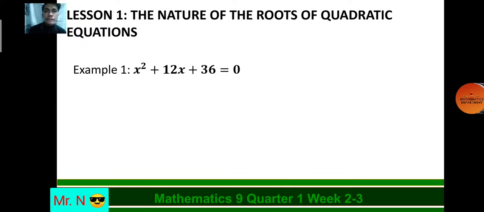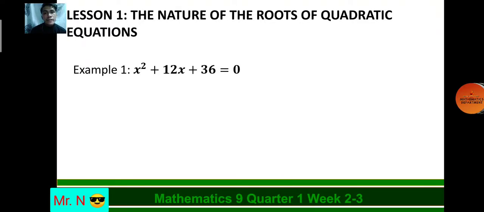So now let's identify the values of A, B, and C. The value of A, it is the numerical coefficient beside x squared. Okay, yun yung number na katabi ng x squared sa left side. And as you can see, walang katabi si x squared sa left side. Ibig sabihin, the value of A is 1.